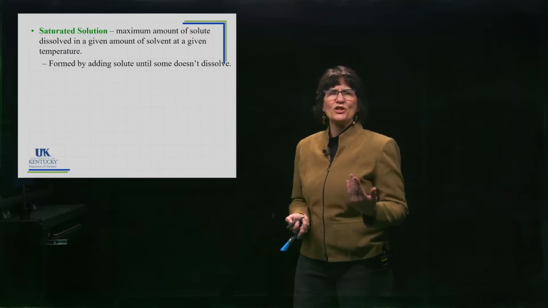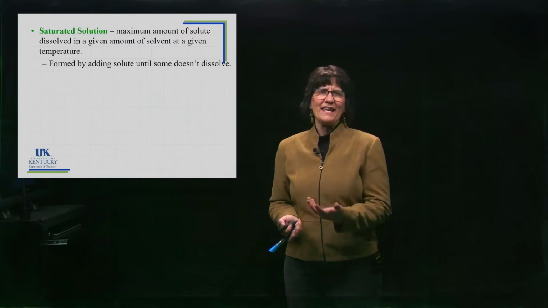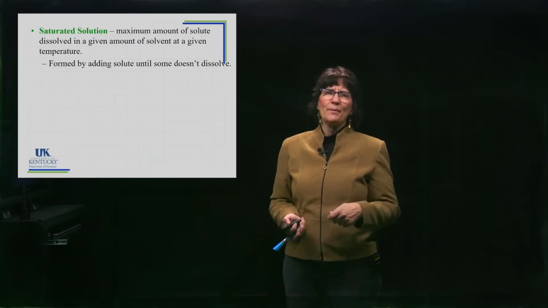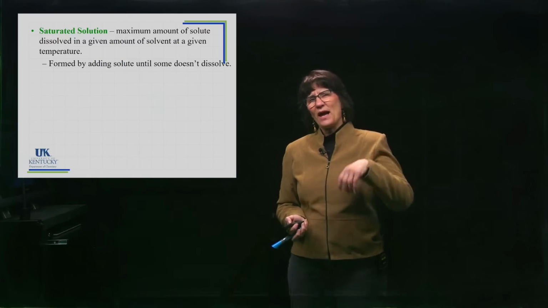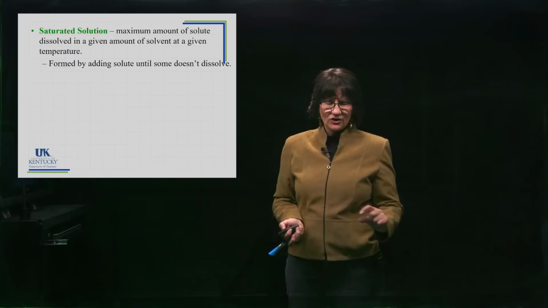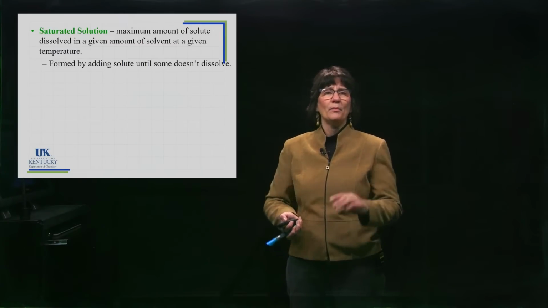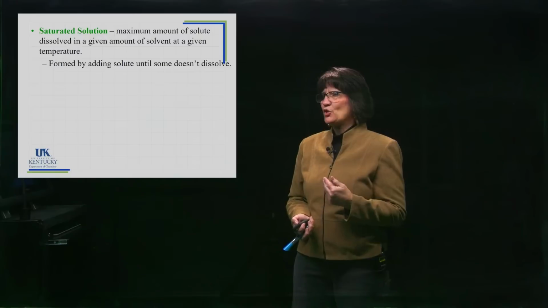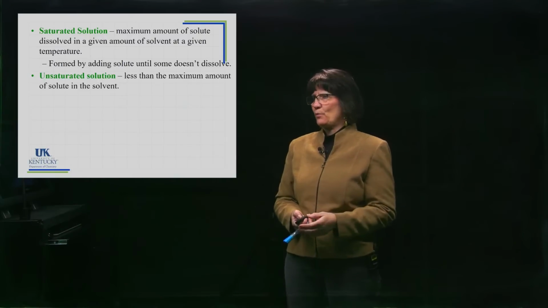It's easy to make a saturated solution with your iced tea. You put some sugar in, you stir it up, you taste it, it's not sweet enough, so you add some more and you stir it up. But eventually it doesn't get any sweeter because the sugar just sits down there at the bottom of your iced tea and you have reached that saturated point.